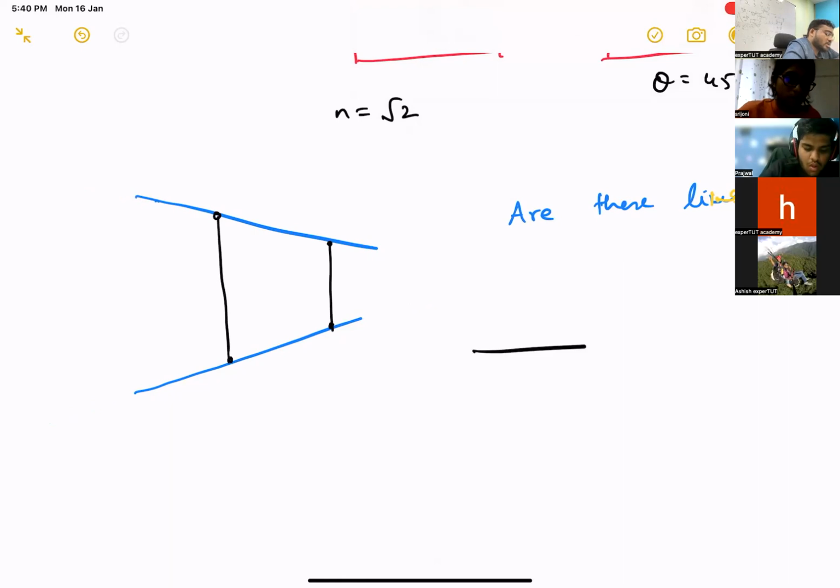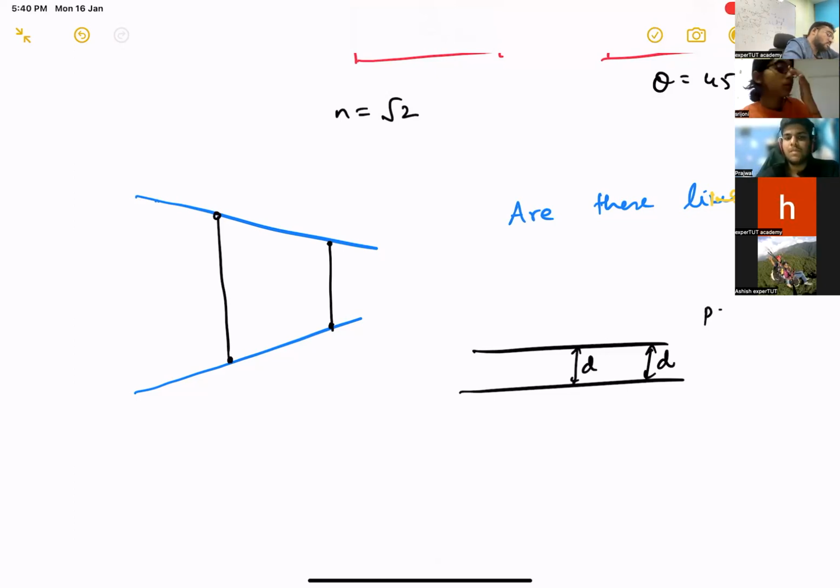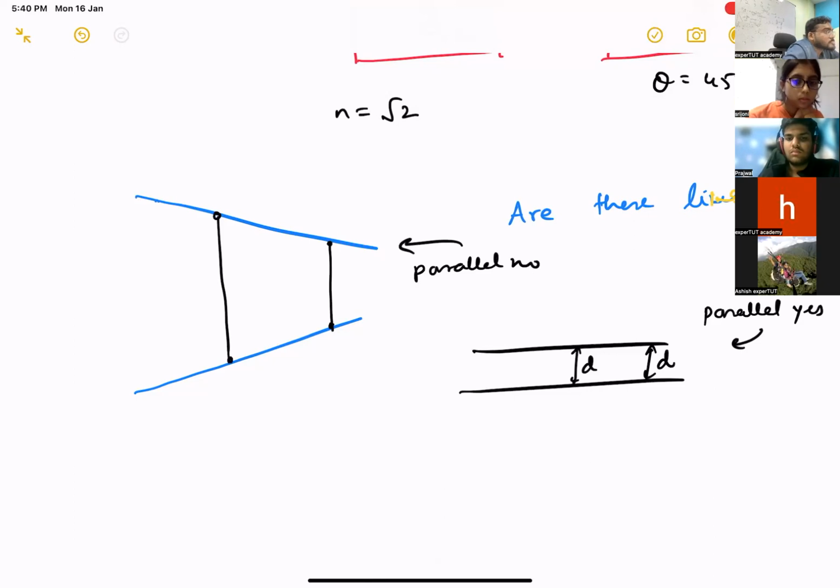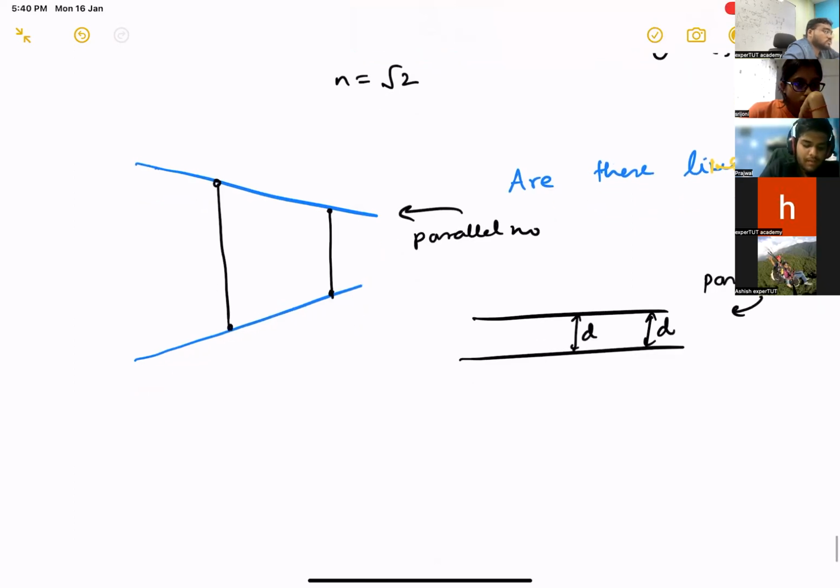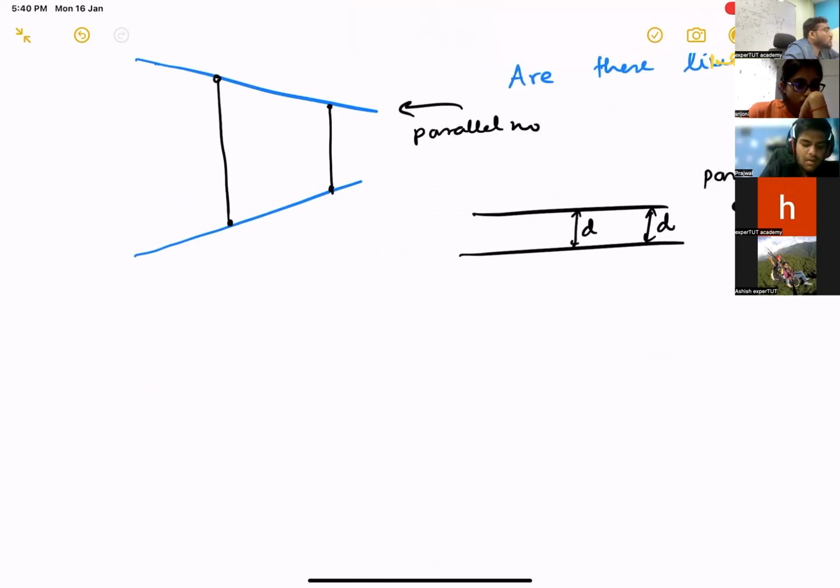But if two lines are parallel, then the distance is always fixed. Okay, this is D. So this is the distance between them. Yes, they are parallel. Parallel, yes. Parallel, no. Okay. Fine. ठीक है. So you will only talk of lateral displacement when two lines are parallel.